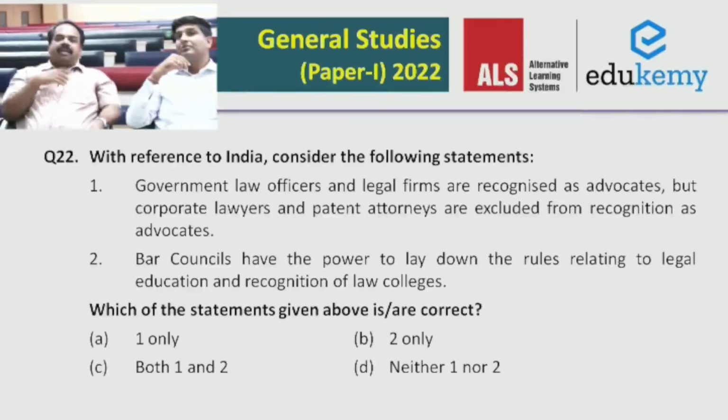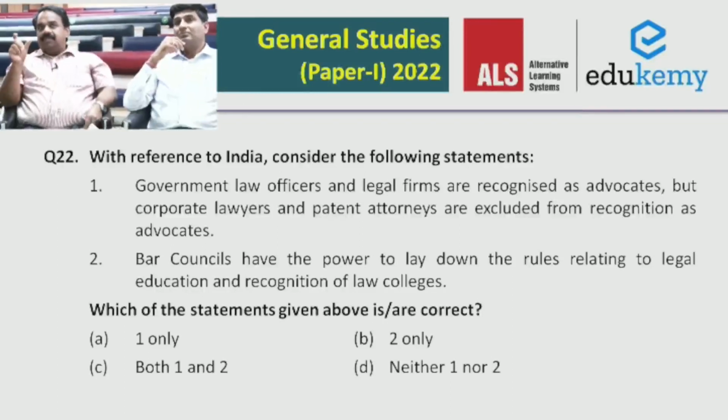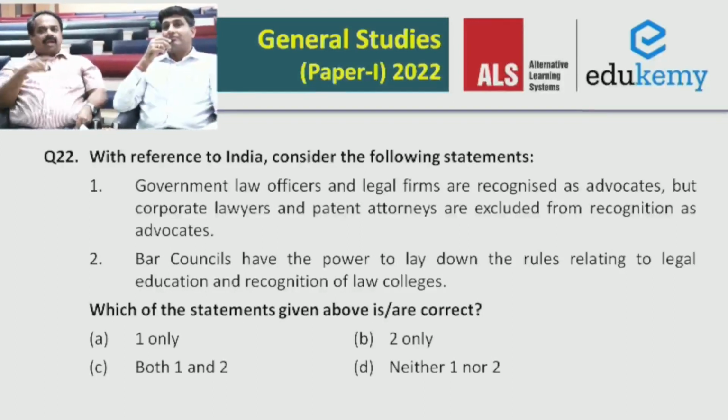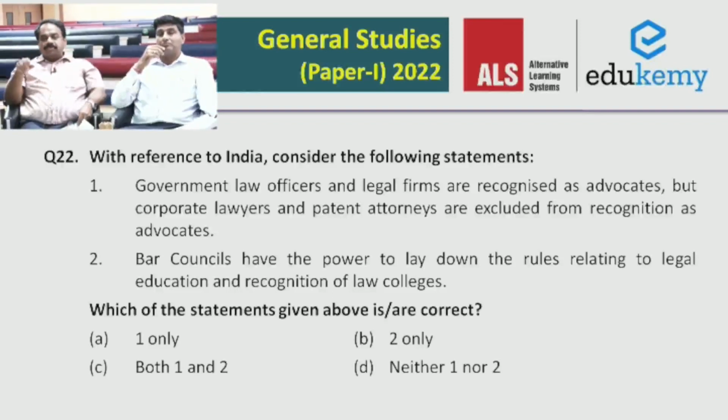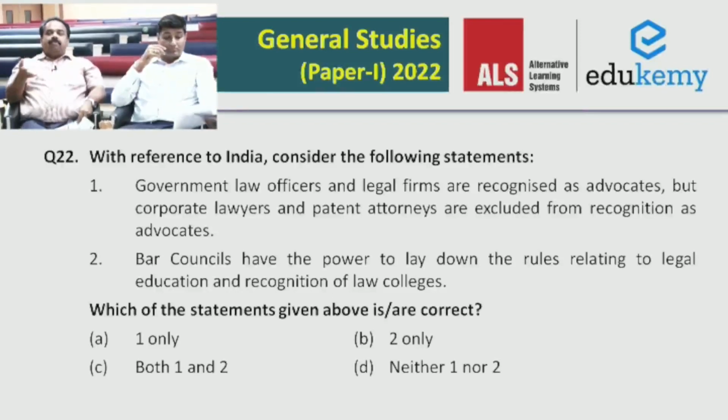So in this particular case, the bar councils is the issue. Had it been Bar Council of India, there would not have been any problem. So many people have missed out. Even we missed out in the beginning. Later on we realized that it is bar councils and not Bar Council of India. Because of that, state bar councils present in every state have no role in legal education and recognition of law colleges. So both statements are wrong. So neither 1 nor 2, and D should be the answer.